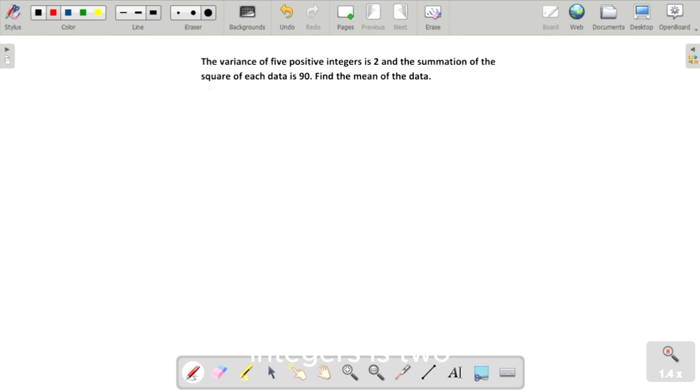The variance of 5 positive integers is 2, and the summation of the square of each data is 90. Find the mean of the data. Now, what is the formula for variance in the first place?